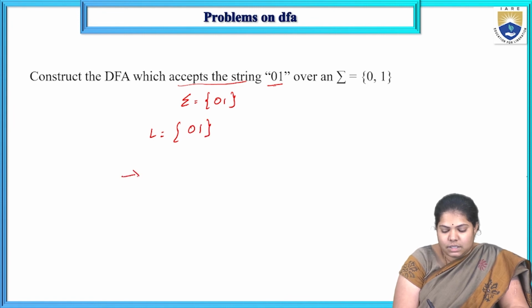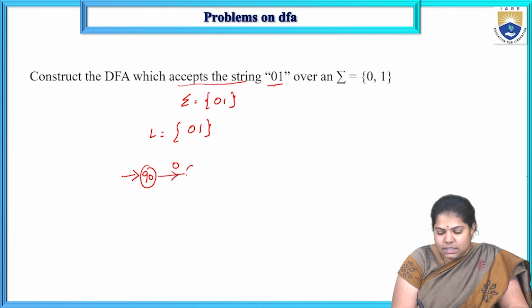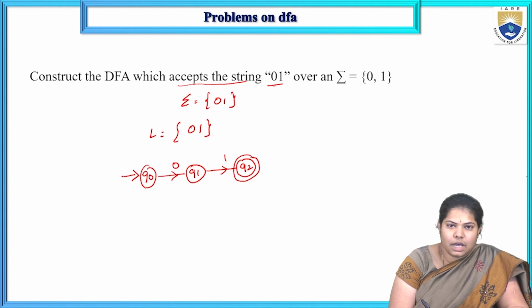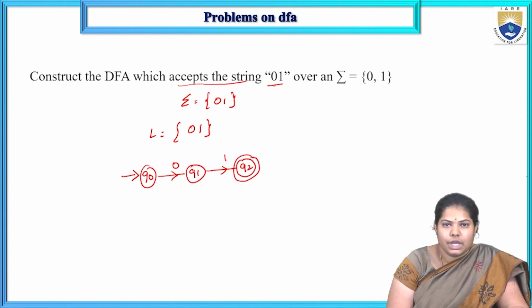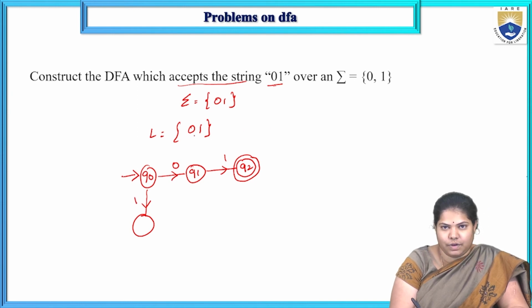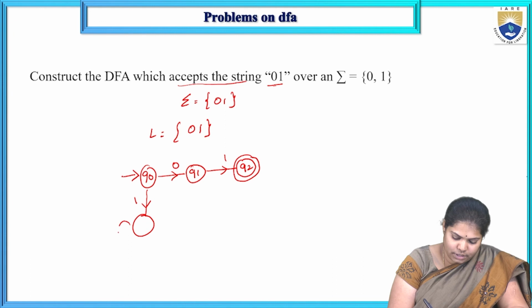So I start with Q0. On seeing 0, I reach Q1, and on 1, I reach Q2, which is a final state. Now Q0 has an input transition for 0; it should also contain an input transition for 1, which goes to the dead state. If I get any string starting with 1 here, I reach the dead state.